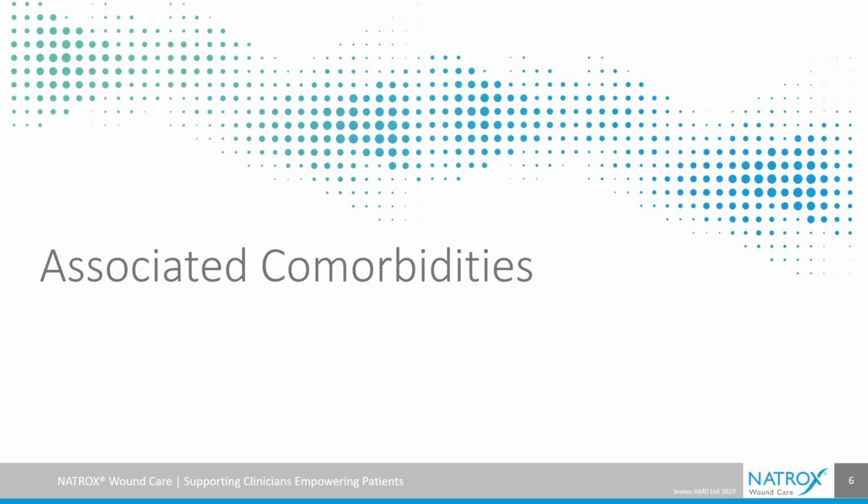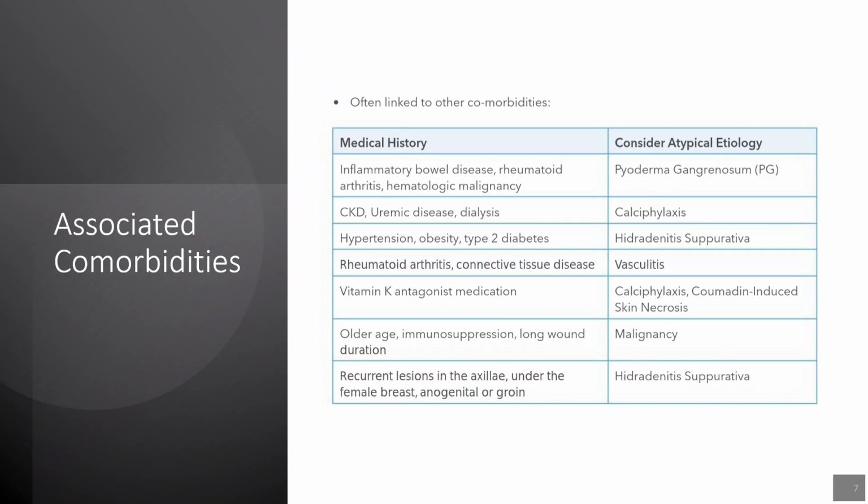Associated comorbidities. Atypical wounds are often linked to other comorbid conditions. If the patient's medical history is positive for inflammatory bowel disease, rheumatoid arthritis, or hematologic malignancies, consider pyoderma gangrenosum in your differential diagnosis. If the patient has a history of chronic kidney disease, uremic disease, or is on dialysis, consider calciphylaxis in your differential diagnosis.